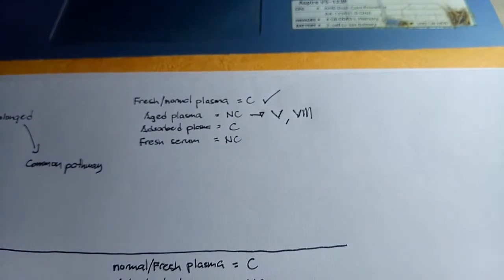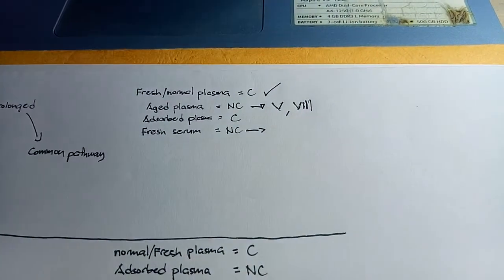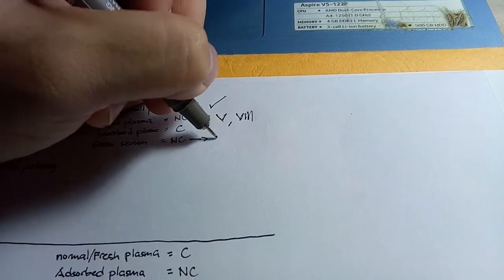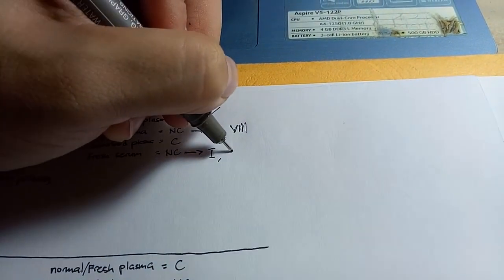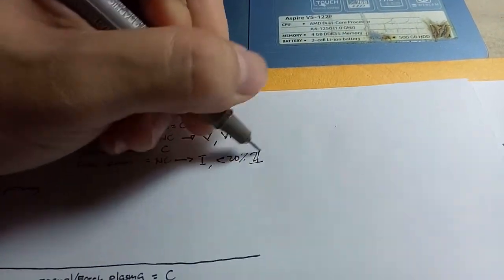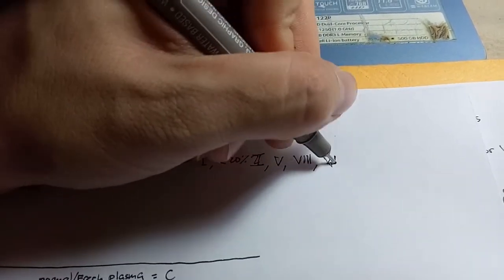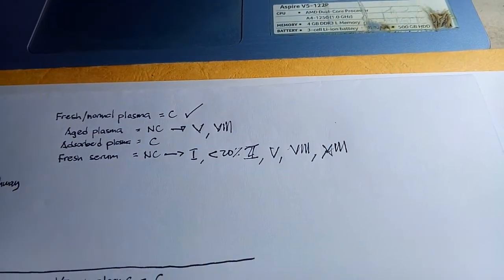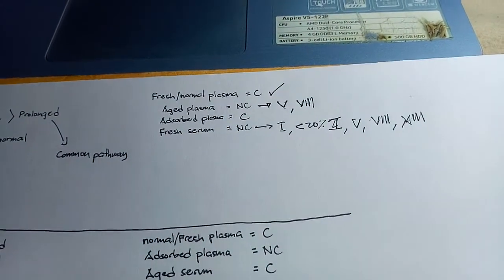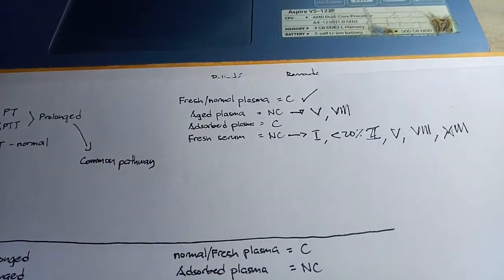Okay? So next is fresh serum. The fresh serum is not corrected. So meaning baka nandito yung missing factor natin. So sa fresh serum, ang mga wala or mga absent na factors dun is si factor 1, less than 20% ng factor 2, so meaning meron pa rin konting factor 2. Tapos factor 5, factor 8 and factor 13. Okay. So let's do cancellation muna. Okay? So again, nasa common pathway yung missing factor natin.